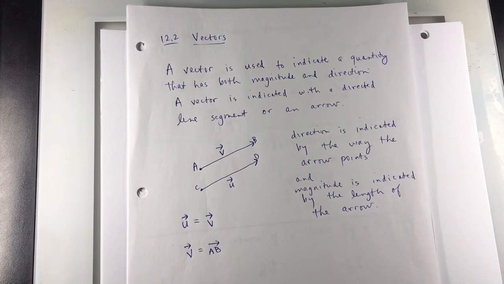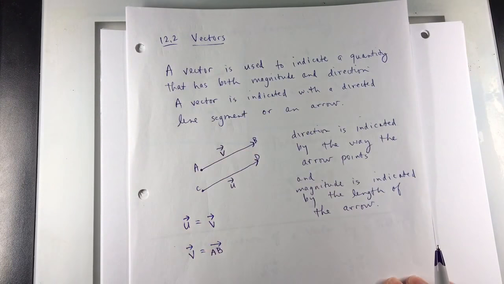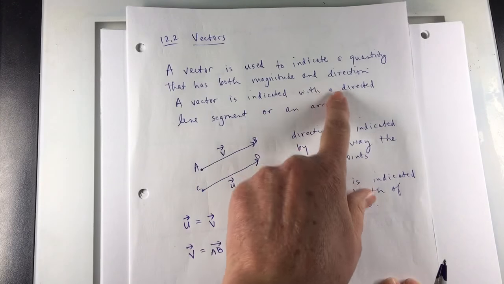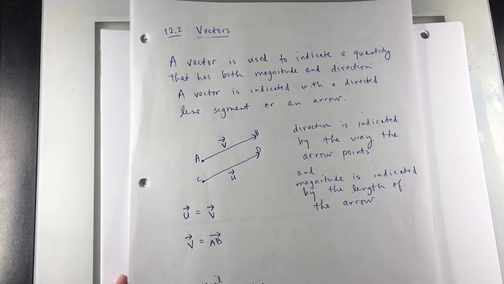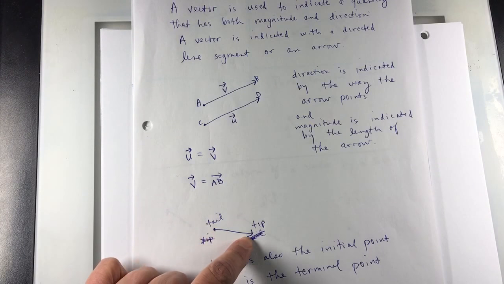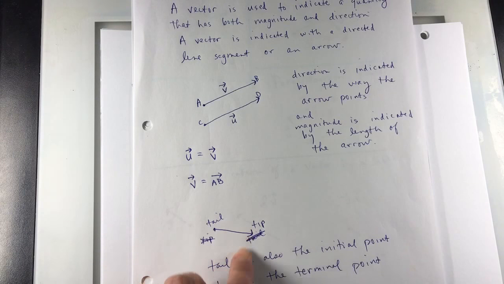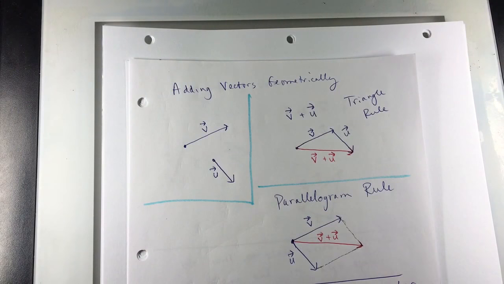So for 12.2, we're doing vectors, and on Friday we had vectors. A vector is used to indicate a quantity that has both magnitude and direction. We show a vector with a directed line segment, and we have the beginning point is the tail, the arrow is the tip, and also you'll hear it called the initial point for the tail, the terminal point for the tip.